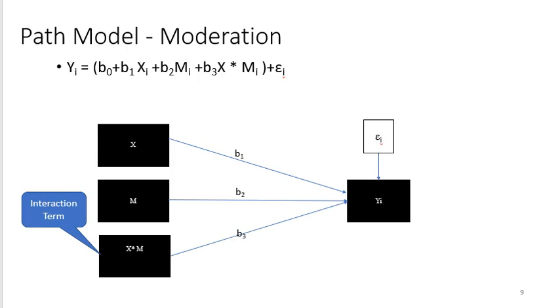So in order to complete the regression, you do actually have to create this interaction term. And the interaction term is just the product of X times M. And the equation is right up there.